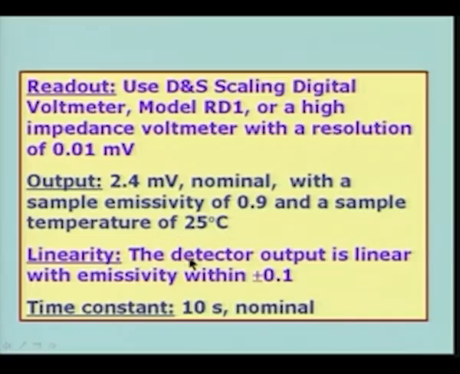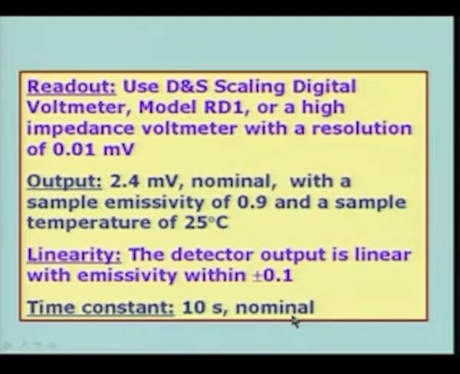The linearity is very good. The detector output is linear with emissivity within plus or minus 0.01, not 0.1. The time constant is 10 seconds nominal. That means that you should give a little more time than 10 seconds, maybe 30 or 40 seconds. By that time the value will stabilize, and you will be able to take a reading of the emissivity of the surface.